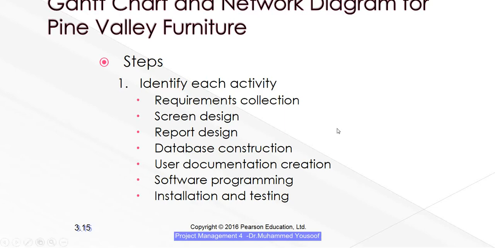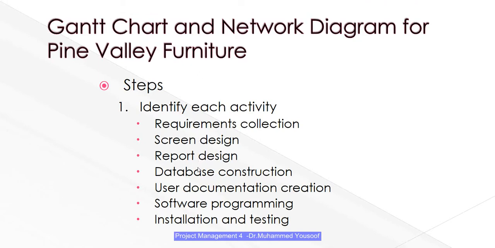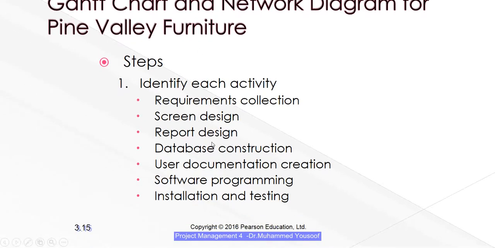Then you are also going to have something called user documentation, which is going to act as a clear understanding manual for people who are going to use it. And after that you are going to do the programming or software development. Then you will install and test it for any bugs or any validation errors like this. So basically the project is divided into 7 different activities.